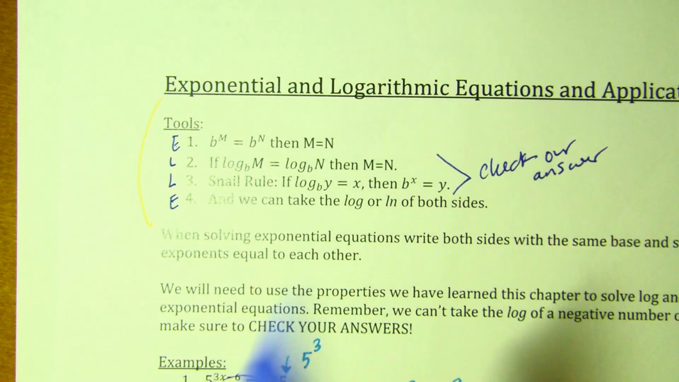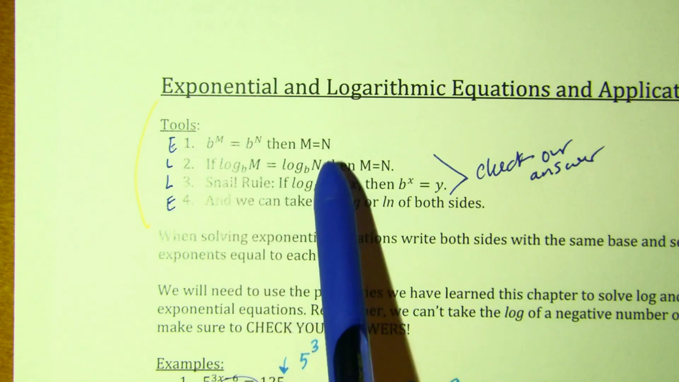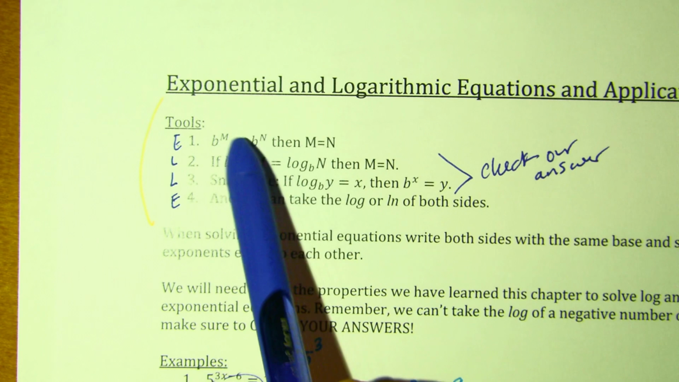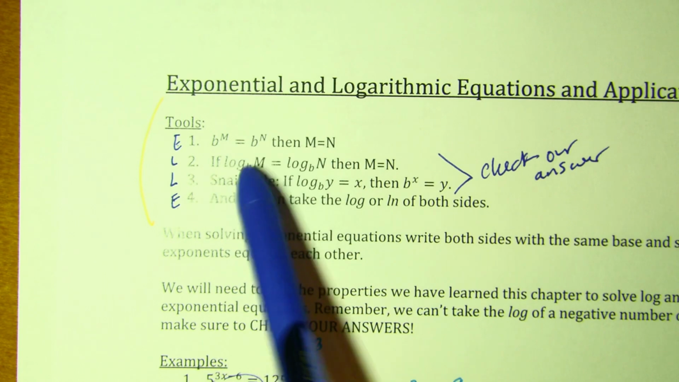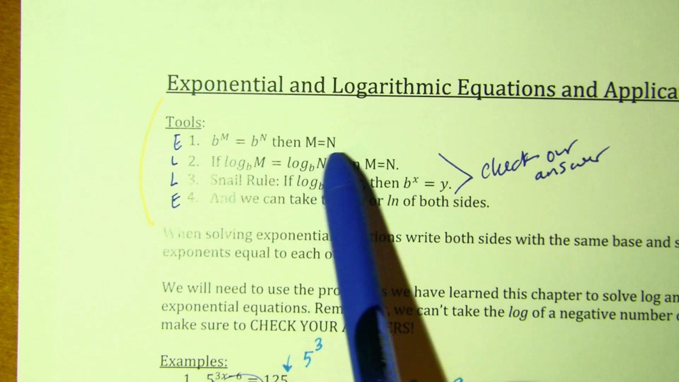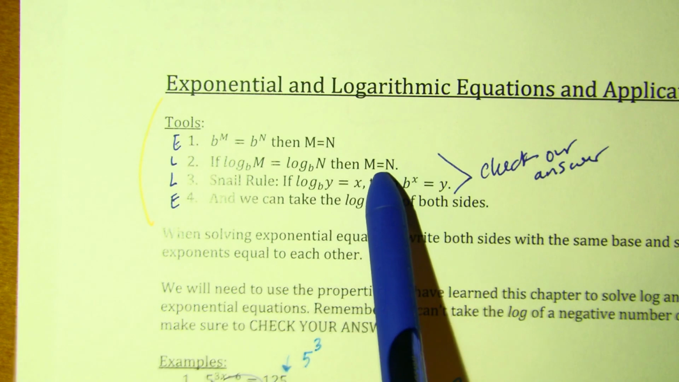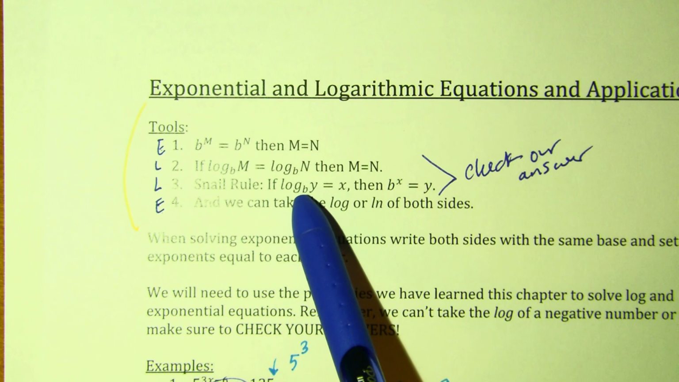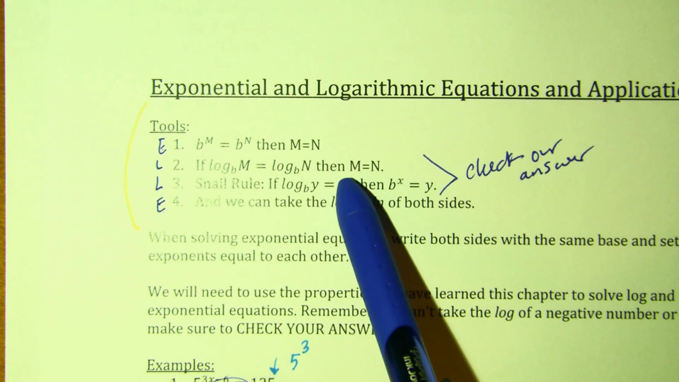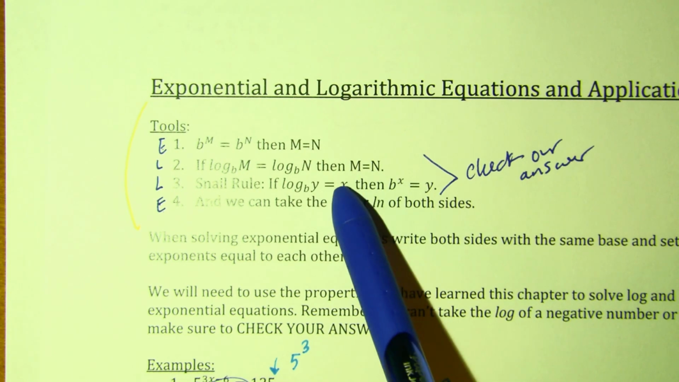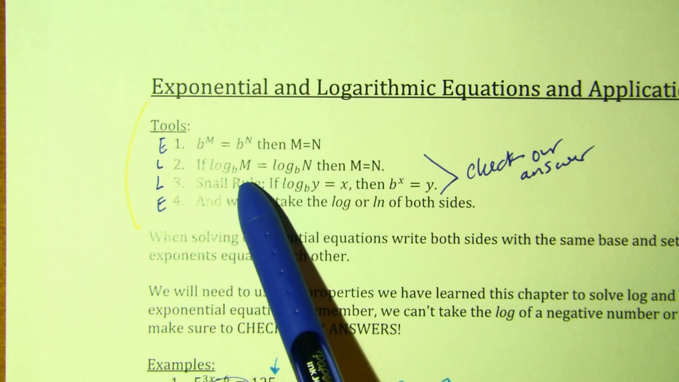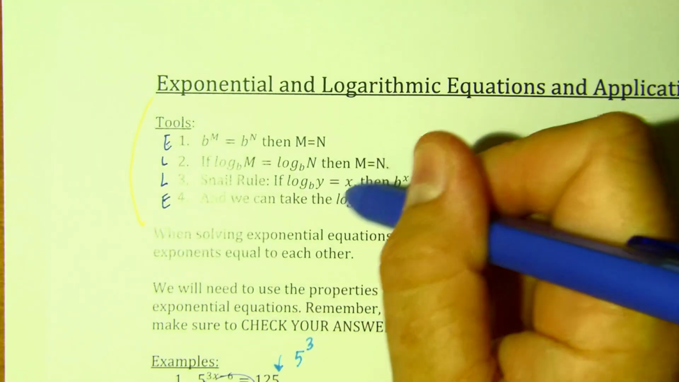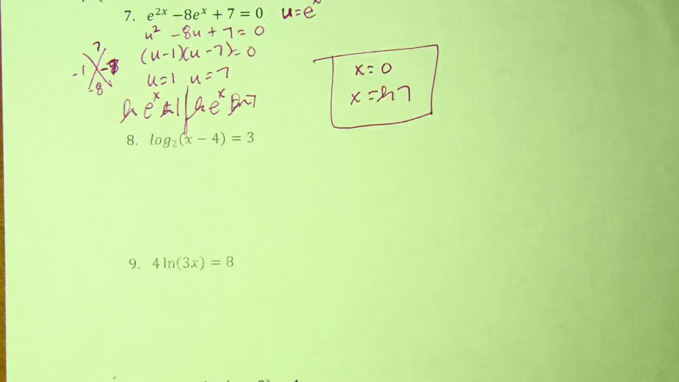If I have a logarithm on both sides, so one logarithm on this side and one logarithm on this side, and they have the same base, then this rule is kind of like that first one, where if it's log same base, log same base, then that means the inside also has to be equal. But if we have a logarithm on one side and then just a number or something else on the other side that does not have a logarithm on it, then we're going to use the snail rule to rewrite it as an exponential equation. So we'll use the snail rule and rewrite it that way.